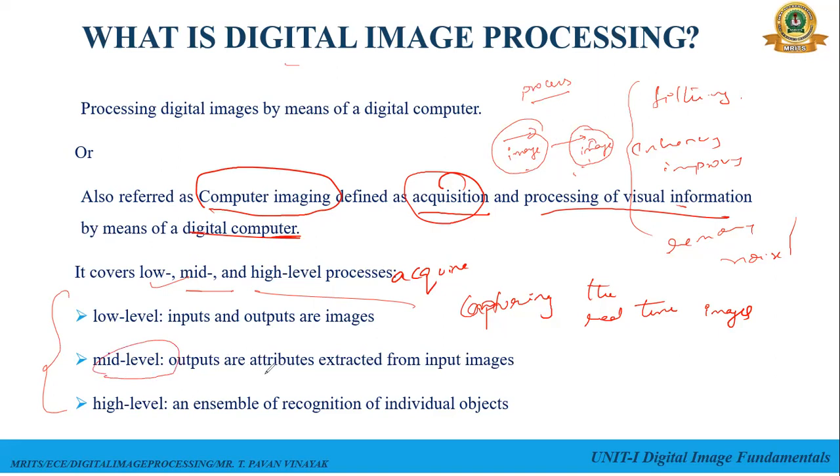Mid level means outputs are attributes extracted from the input image. It may be the foreground or background. We extract some part of the image or crop the image. If you separate these things, the dimensions of the image are varied. This is the mid-level image processing technique: cropping, foreground removing, some morphing all come under mid level.